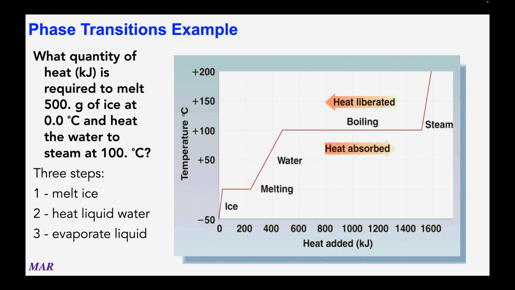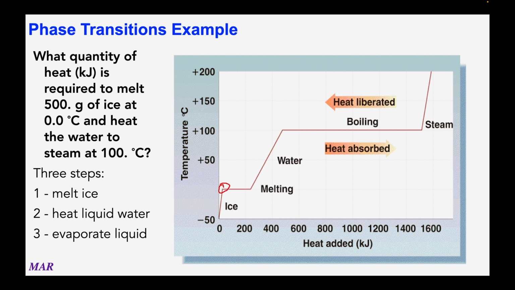Now, we can use those heats of vaporization and other delta H terms, as well as Q equals mc delta T, in problems like this. So let's say that the scientist wants to know the quantity of heat in kilojoules that's required to melt 500 grams of ice, which is at 0 degrees Celsius, and heat the liquid water to steam at 100 degrees Celsius. So we're turning ice at 0 to steam at 100, all right? And to solve this problem, we need to basically have 3 steps. And I'm going to show you on the graph here.